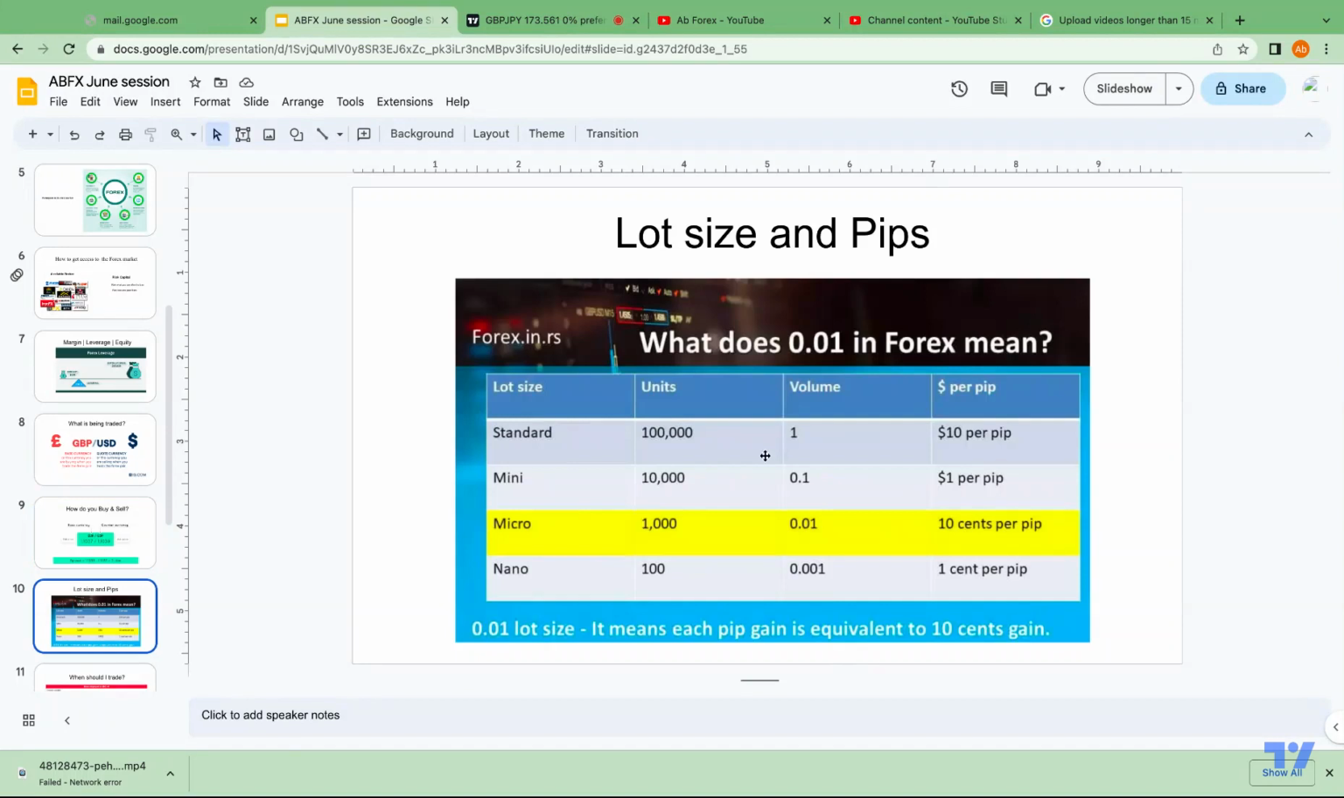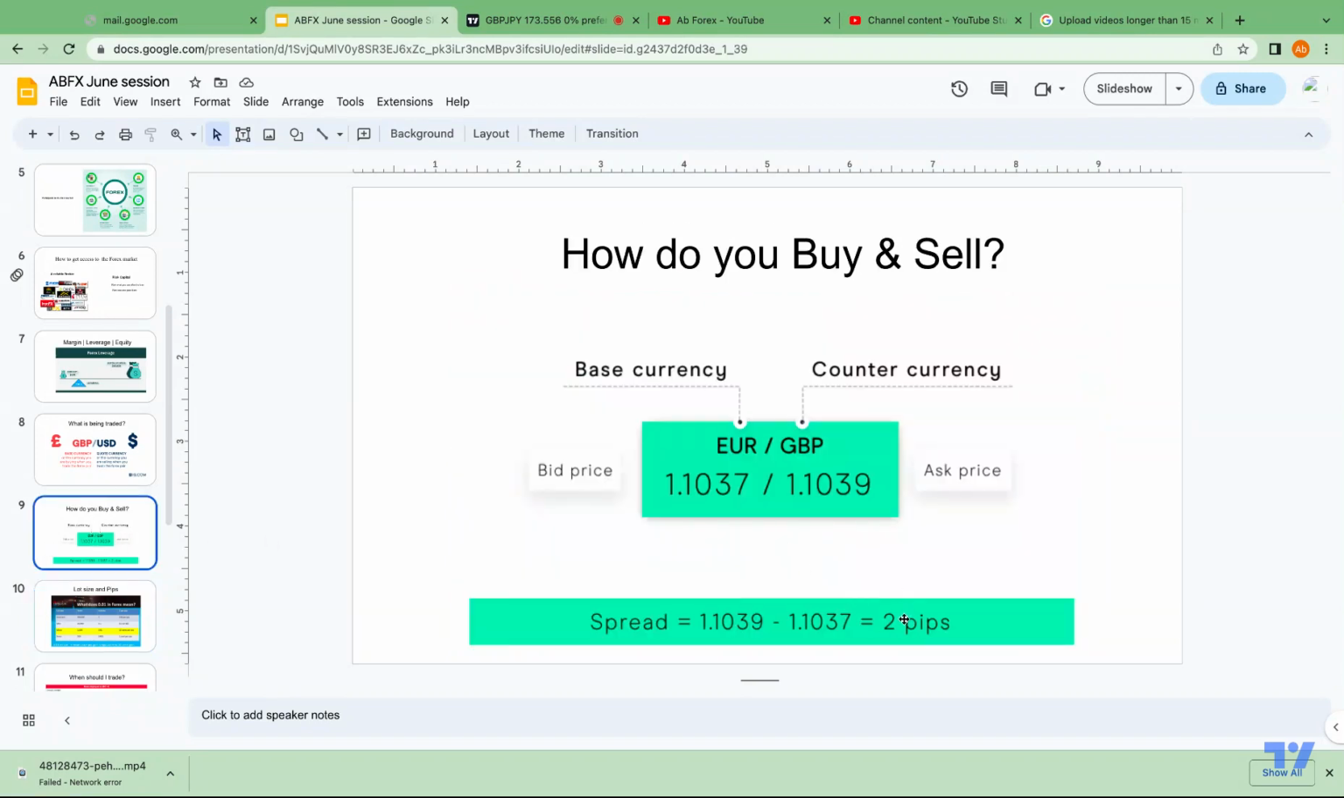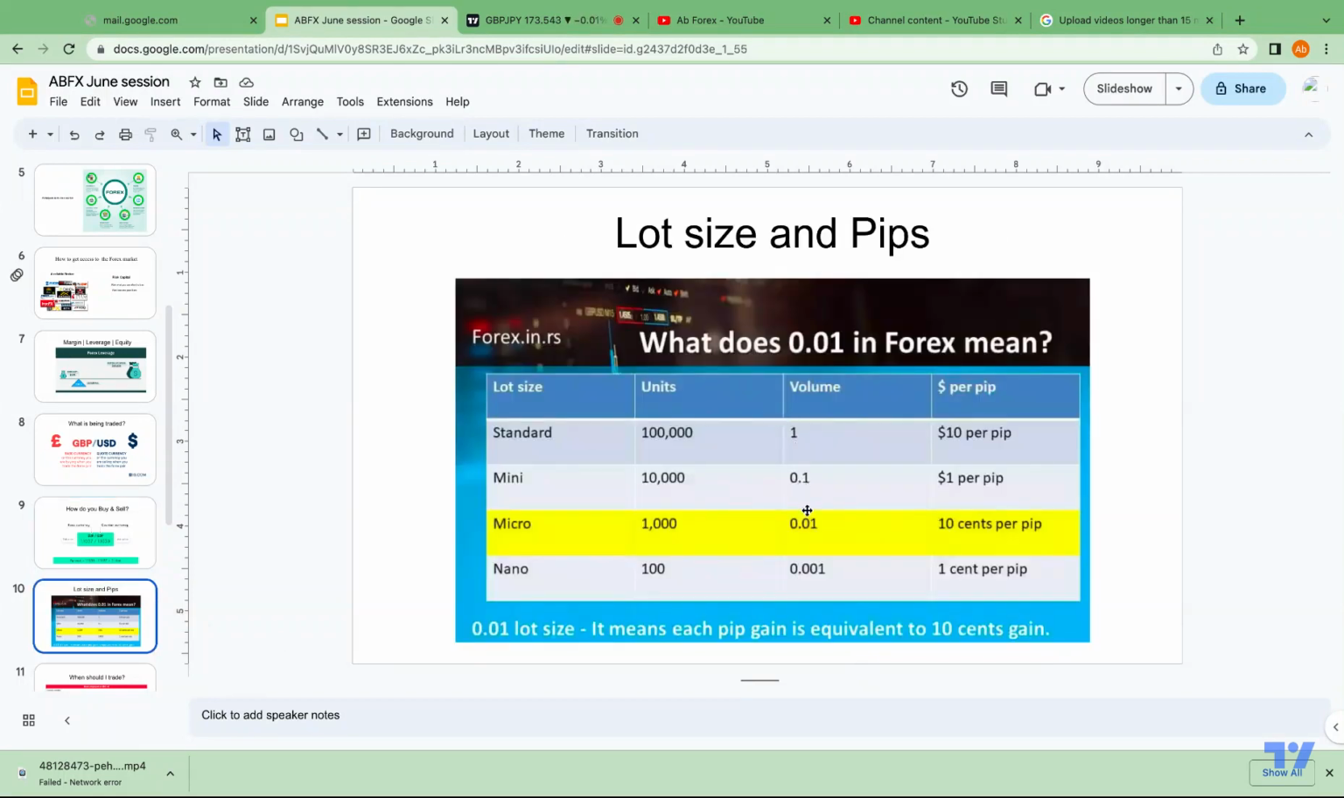That is it. So you need to understand this pip movement and the lot size, because this is what will make you lose money or make money if you don't understand how to set these lot sizes. Someone might just go and put 10 lots. If you put 10 lots here on this volume, what does it mean? One pip movement will be $100. Do you get it? So if the price moves just by 2 pips, you're making $200. And if it goes against your direction, you're making negative $200. So you need to understand these lot sizes.